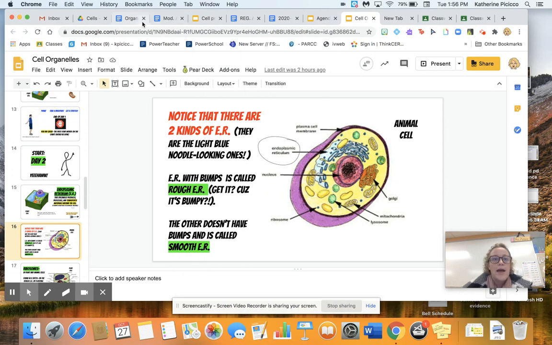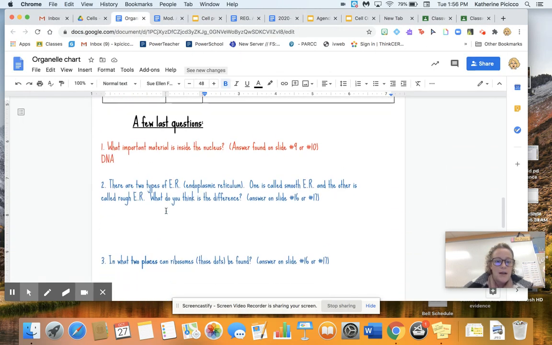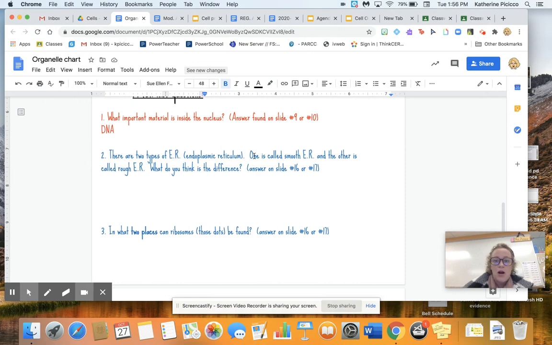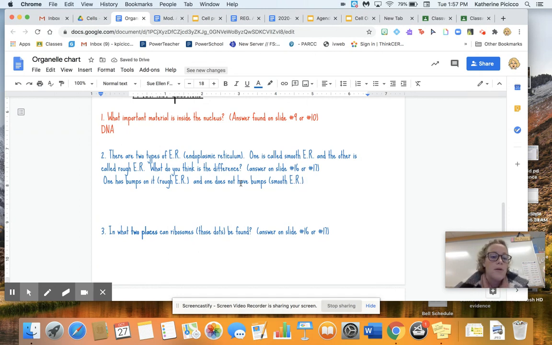Okay, so let's go back to our notes. We're going to go down to the bottom of the chart, and it says there are two types of ER. One is called smooth, and the other is called rough ER. What do you think is the difference? Well, let's think about the answer. The difference is one has bumps on it, and one does not. You could even say the one that has bumps on it is called the rough ER. And the one that does not have bumps is called the smooth ER. How smooth it is, okay? Like when you shave, you're all smooth because you don't have the bumps.